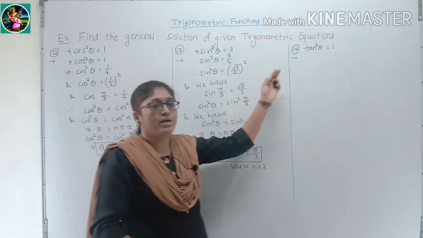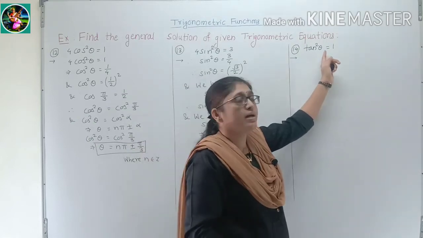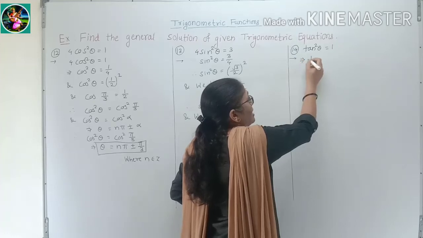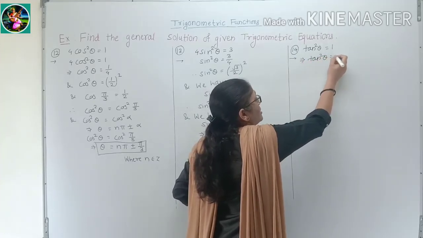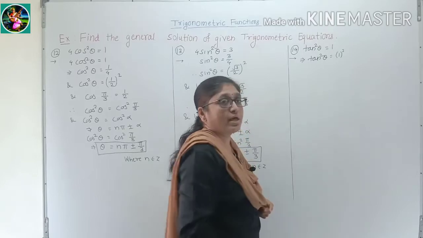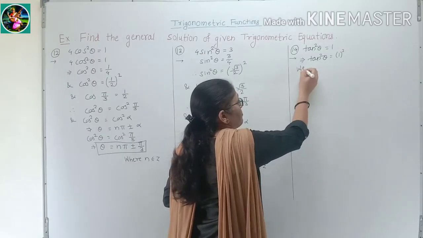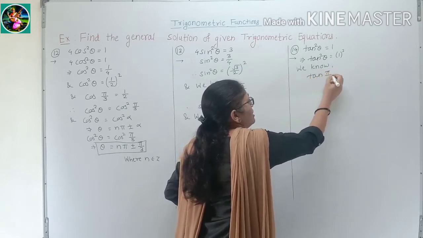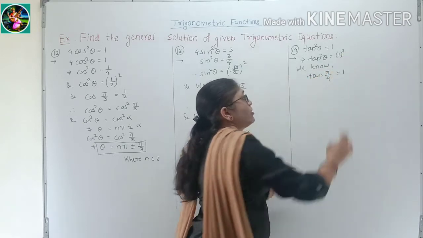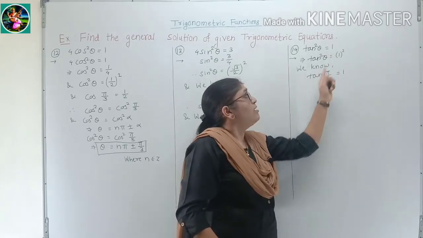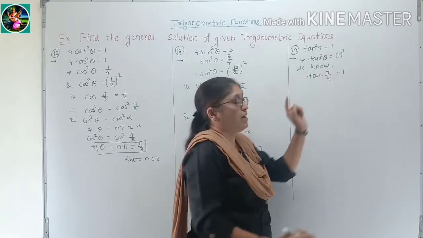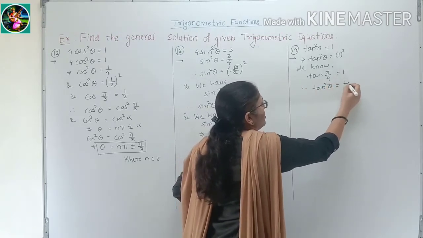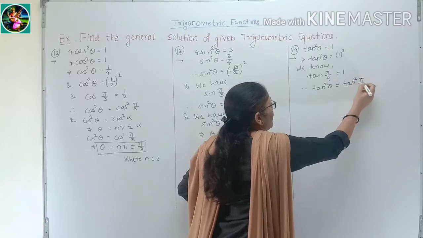Now we take one more example, that tan square theta is equal to 1. That tan square theta is equal to 1 implies tan square theta is equal to 1 square. Okay, and we know tan of pi by 4 is equal to 1. Therefore, this 1 square we will replace by tan square pi by 4. Therefore, tan square theta is equal to tan square pi by 4.